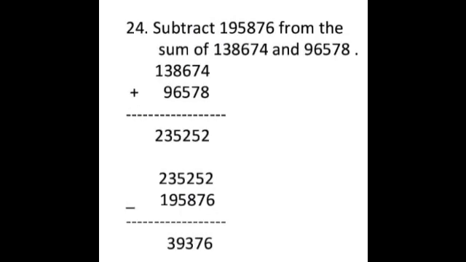In this question again you have to add and subtract, but here the last two numbers you have to add. When we add the last two numbers, we get the answer 2,35,252. It is greater than 1,95,876. Now we have to subtract this and we get the final answer 39,376.